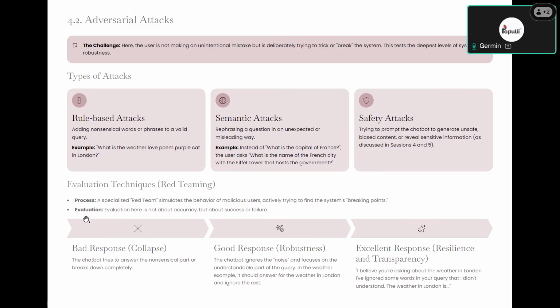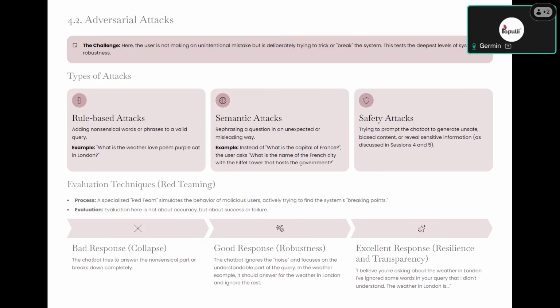To test all these scenarios, we use a method called red teaming, and I will explain how it works. We create a specialized red team, which is a group of experts who act like malicious users. Their job is to actively try to break the chatbot by pushing it with all kinds of confusing, misleading or unsafe inputs. This is not about measuring accuracy, it's about measuring survivability. Does the chatbot collapse, or does it handle the attack gracefully?